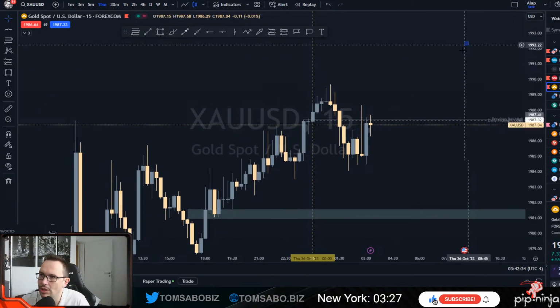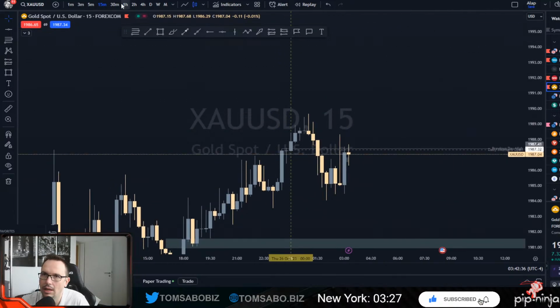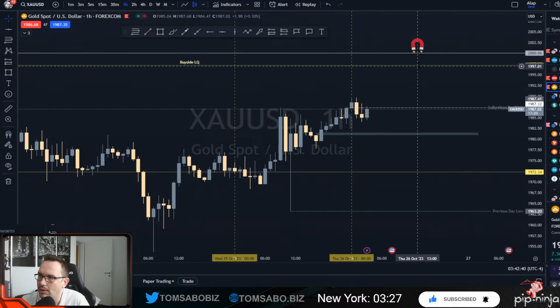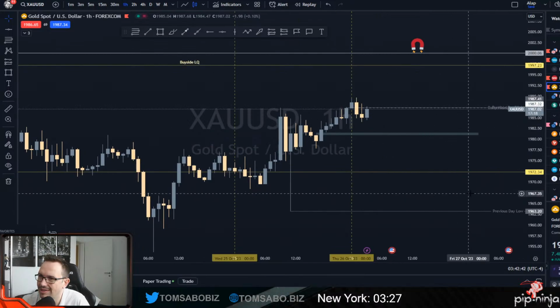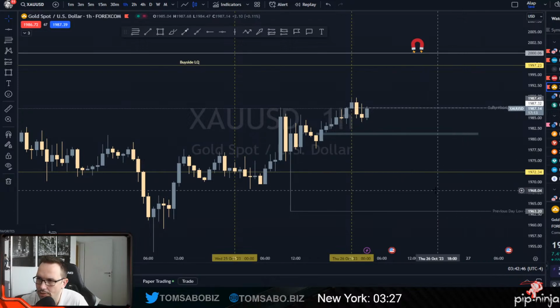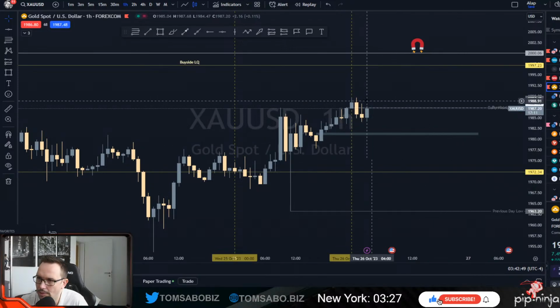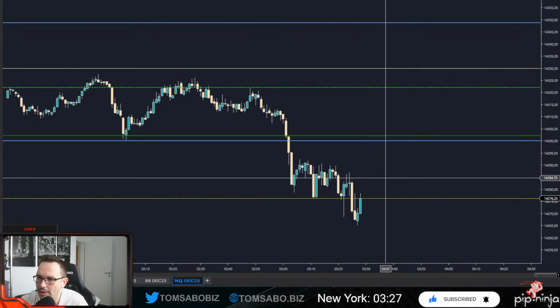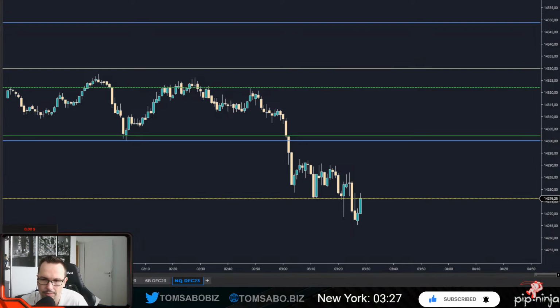And as I was mentioning, this is the 1 hour. Let me show you. Yeah. This is the hourly. We're so close to 2000. I guess the whole market is pretty much bullish on gold. But no movement for now. No movement. And nothing on NQ as well.